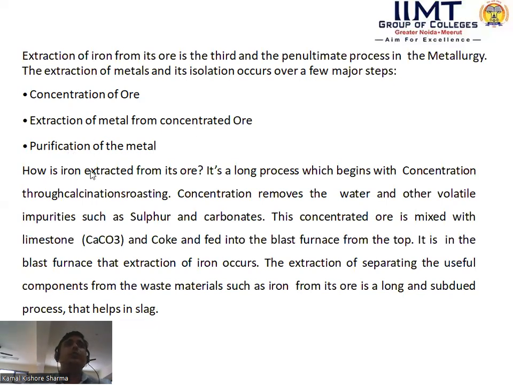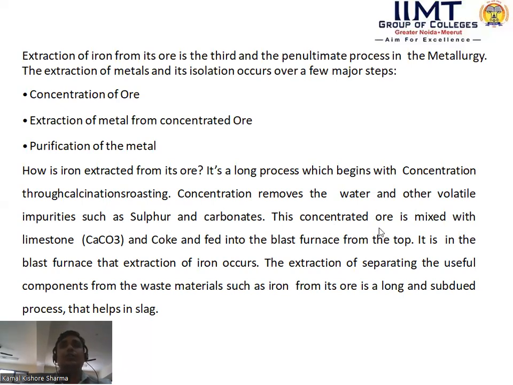How is iron extracted from its ore? हम जानना चाहते हैं कि आयरन को उसके ओर से कैसे एक्सट्रैक्ट किया जाता है. It's a long process which begins with concentration through calcination and roasting. Concentration removes the water and other volatile impurities such as sulfur and carbonates.